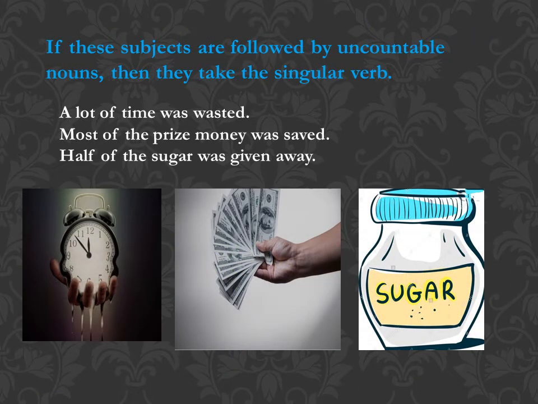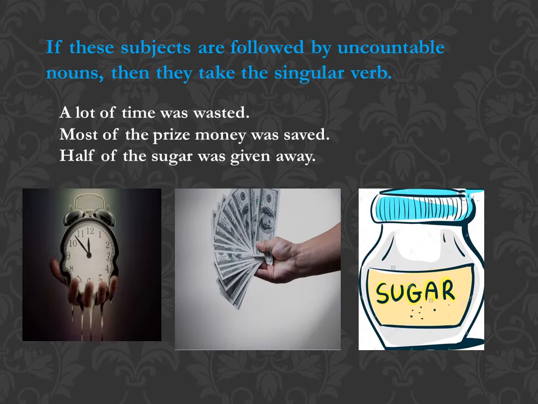If these subjects are followed by uncountable nouns, then they take the singular verb. A lot of time was wasted. Here the word time is an uncountable noun, so it takes the singular verb was. Most of the prize money was saved. Here the word money is an uncountable noun, so it will take the singular verb was.